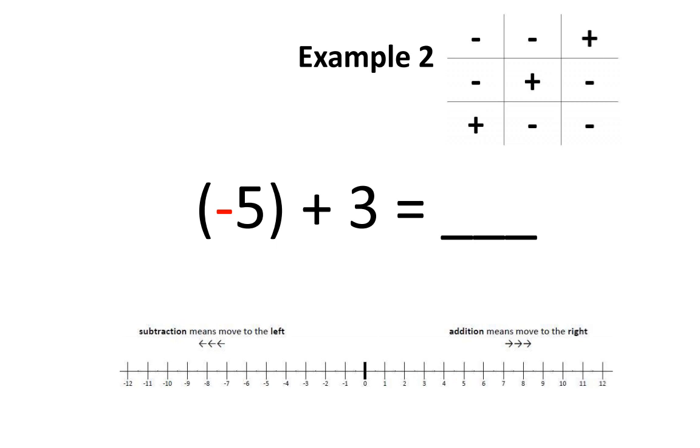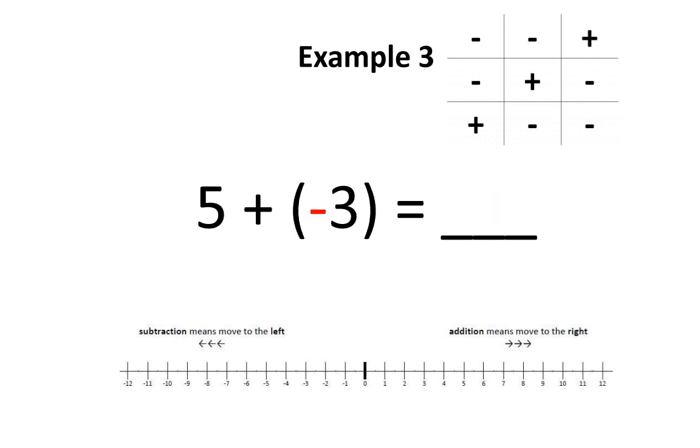In our second example, we need to find what -5 plus 3 is equal to. Using a number line, you would start at the number -5, then move 3 spaces to the right, meaning -5 plus 3 is equal to -2.